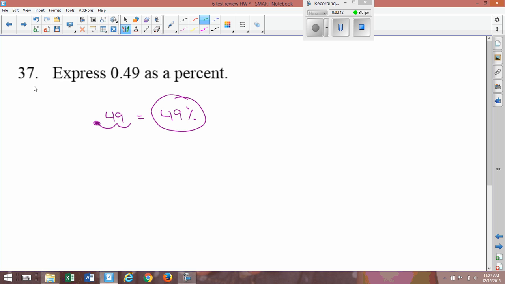Express 0.49 as a percent. So we're going from a decimal to a percent. So that's D to P. You get 49%.